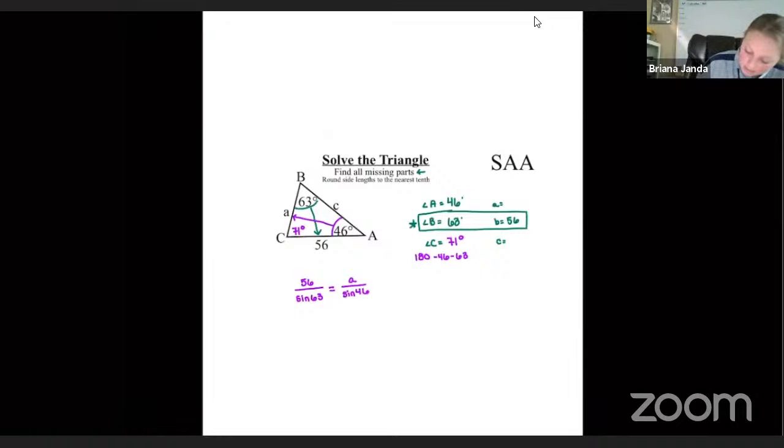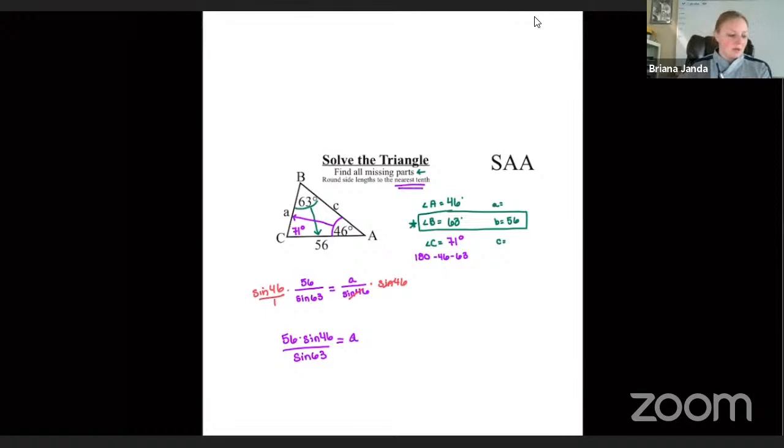I want A by itself, and to do that, I must multiply both sides by the sine of 46. And when I multiply fractions, I multiply straight across the top, straight across the bottom. So we're looking at A equal to, always put the 56 first just to make it easier to type into my calculator. Okay, so now I'm going to go to my calculator and type in that fraction. The directions did say to round our sides to the nearest tenth.